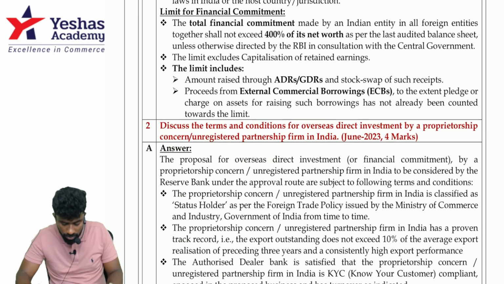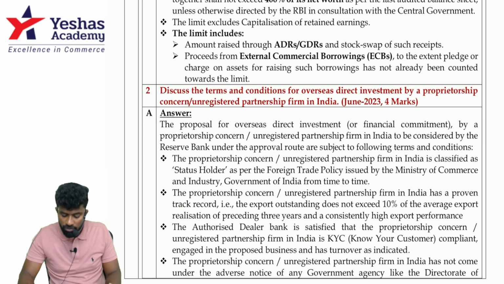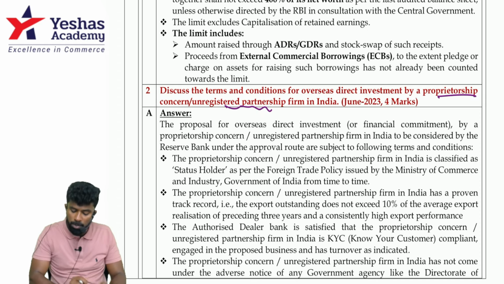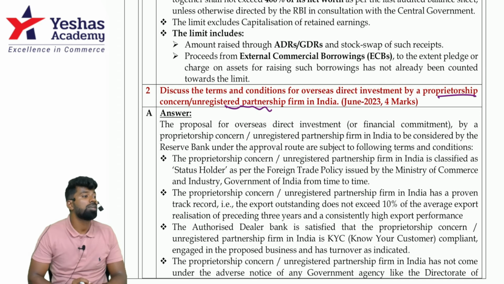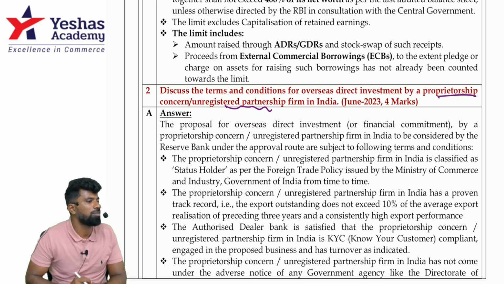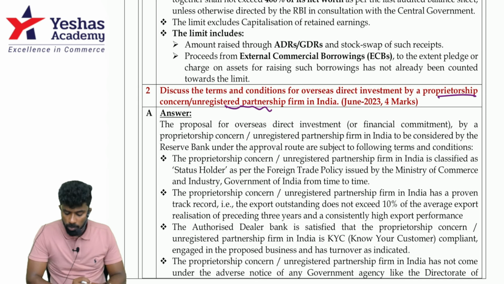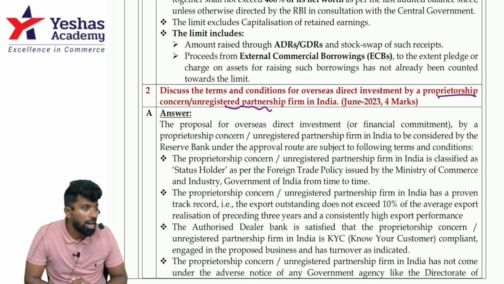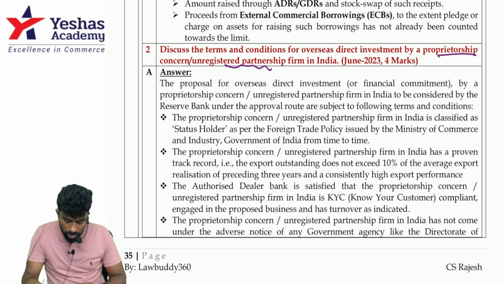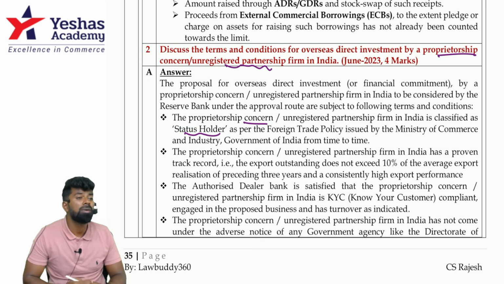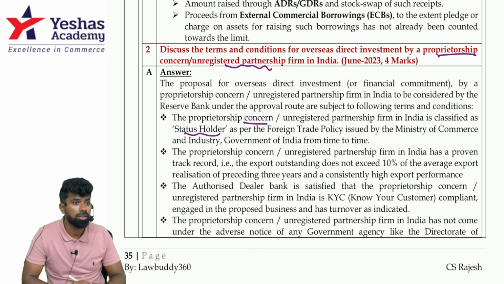Next one. Discuss the terms and conditions for overseas direct investment by a proprietorship concern or unregistered partnership firm in India. This question we have not covered. Correct, right? If an unregistered firm or a proprietary concern wants to make investment, are there any conditions to be satisfied? Yes. The proprietorship concern or unregistered partnership firm in India is classified as a status holder. Remember status holder: 1 star, 2 star, 3 star, 4 star, 5 star.